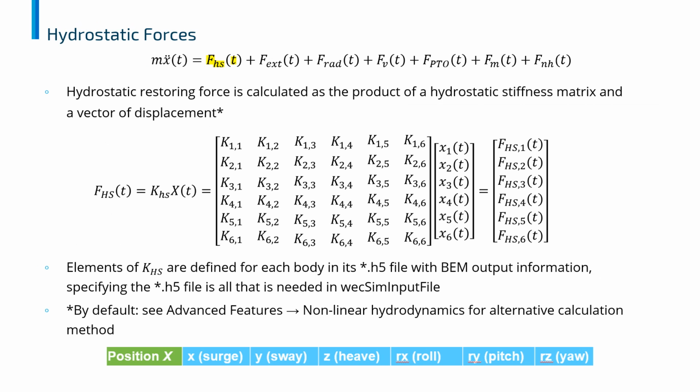The hydrostatic restoring forces, highlighted here on the right-hand side of the equation of motion, is calculated as the product of a hydrostatic stiffness matrix and a vector of displacements, as shown in the middle of this slide. The elements of the hydrostatic stiffness matrix, defined as K_HS, is defined for each body in the .h5 file, generally obtained from BEM outputs. Note that this is generally a linear implementation of the hydrostatic restoring forces, but you are encouraged to look at the advanced features, nonlinear hydrodynamics, for an alternative calculation method.